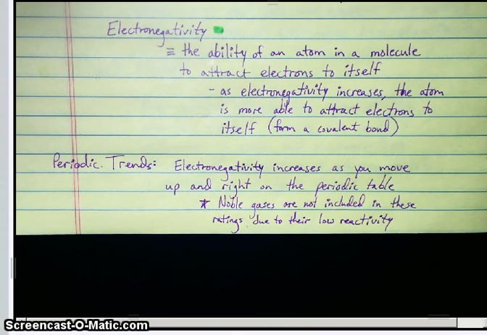So one of the terms I just started to throw out there is electronegativity, and it describes the ability of an atom to attract electrons to itself, and we use this term usually in reference to the formation of a covalent bond. So elements that attract electrons to a high degree have high electronegativities, and those elements that don't attract electrons aggressively have low electronegativities. And this lends itself to a periodic trend because this is all related to shape and effective nuclear charge, atomic radius, all the things we learned about last chapter.